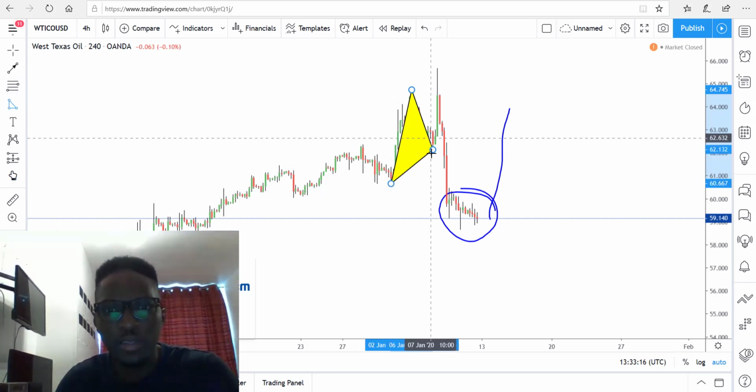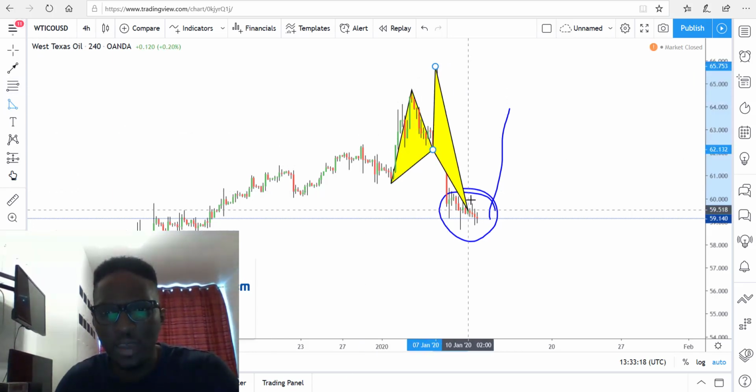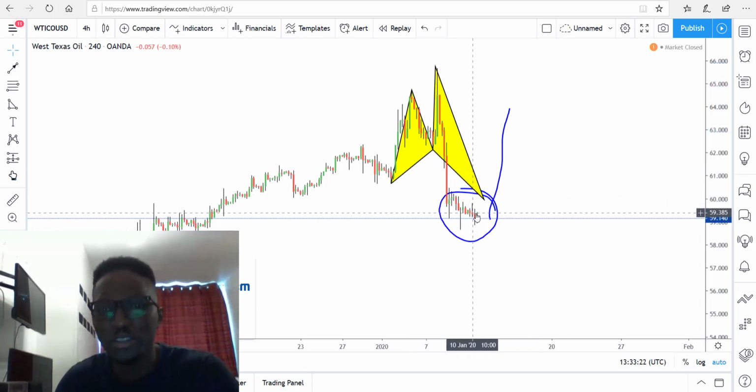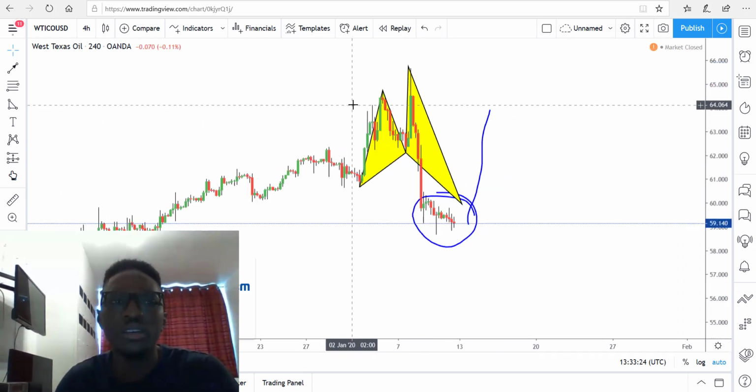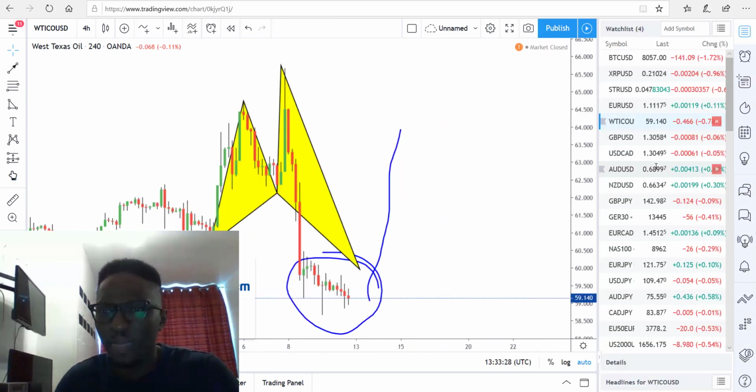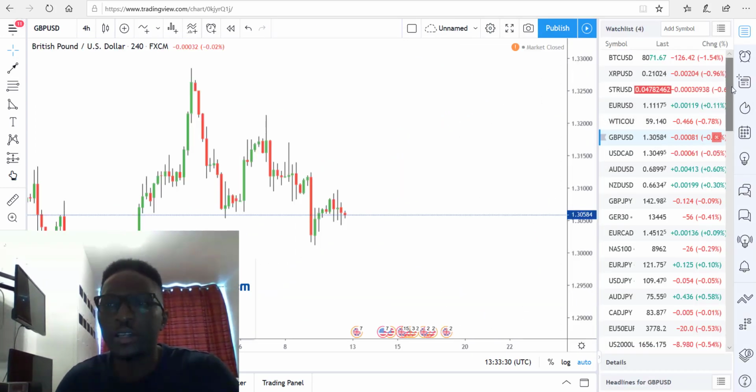So we got that there, we completed a shark pattern somewhere there, and I actually posted it on my TradingView. So it's just a matter of time before the market goes back up from there. Just a matter of time. You can pay close attention to that.